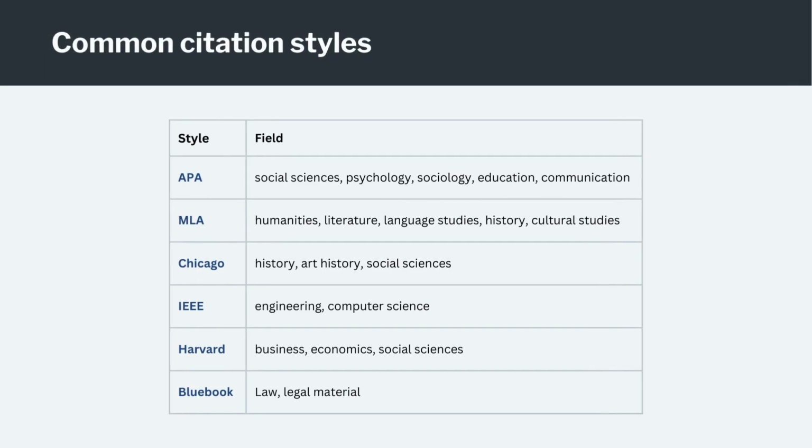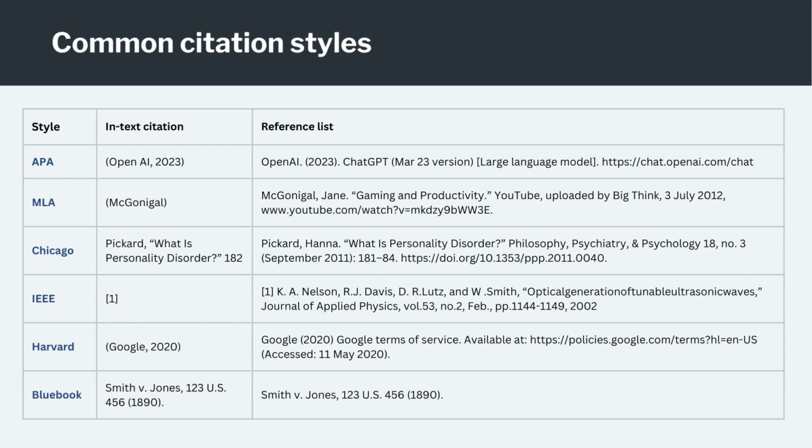Moving on to some common academic citation styles. Which citation style to use depends on your discipline. Here are some common ones. For example, social sciences might use APA, MLA, or Chicago. Engineering will probably use IEEE. And here are some in-text citations and reference list examples.